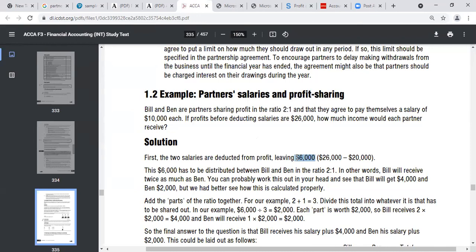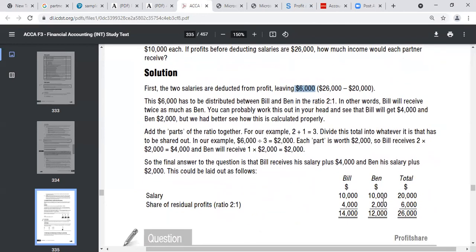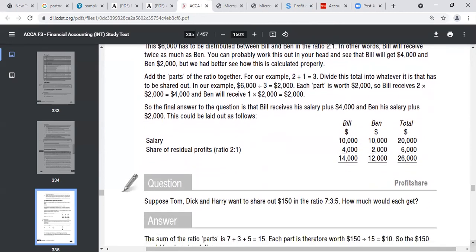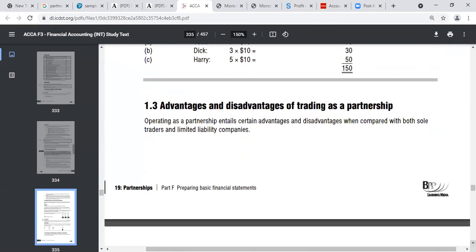So that is something that is good for you to understand. I hope you remember how ratios work from your university or whatever level it is. As you can see, this is just a demonstration where we have the salaries, total that, and then we have the share of the residual profits after we've deducted, and this is giving us that. So this is just another example that you'll be able to look at when you're doing your personal reading.